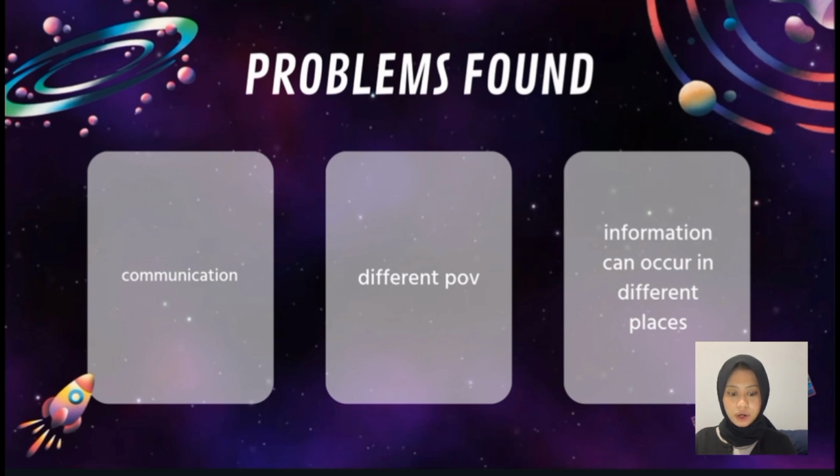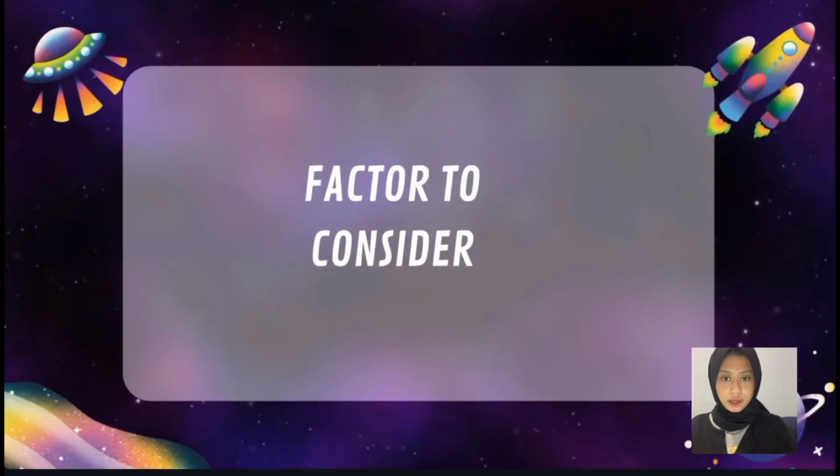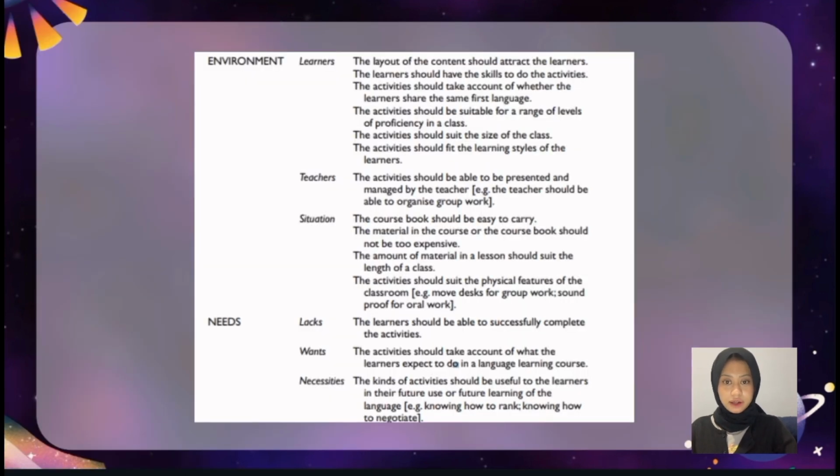And the third one is information can occur in different places. In a course, information regarding the lesson may be found in a number of locations or different places. Most likely, titles and directions for each activity in a lesson are the most helpful places to include this information itself. And these are factors that are important to be considered in conducting curriculum design.